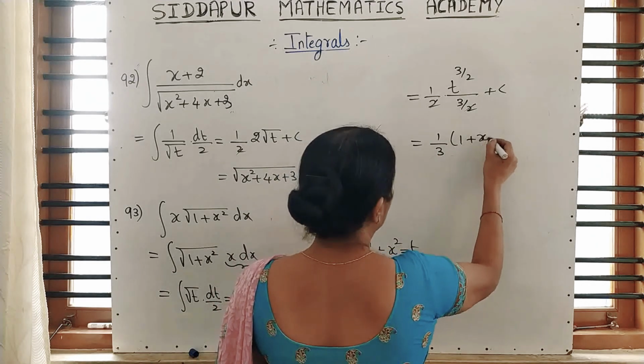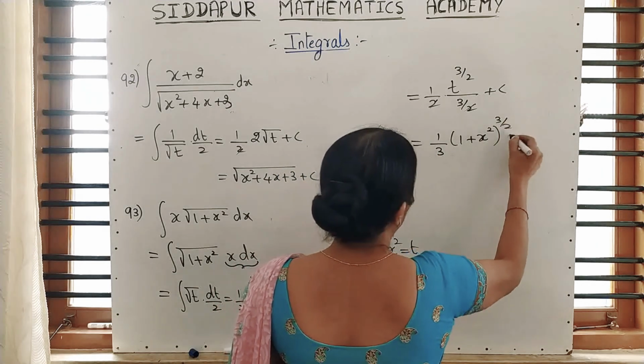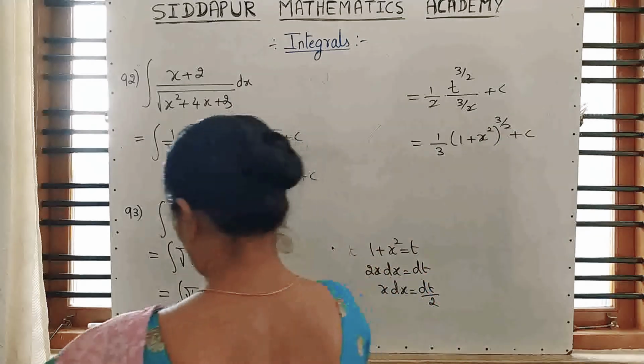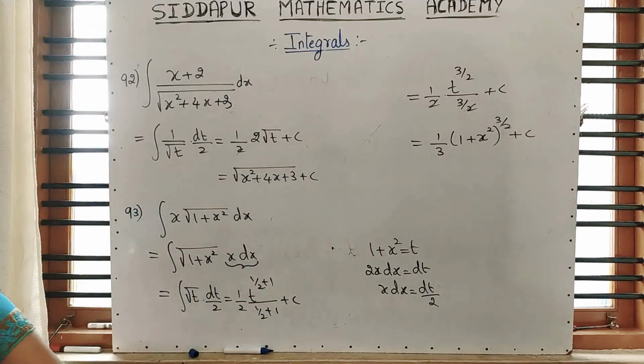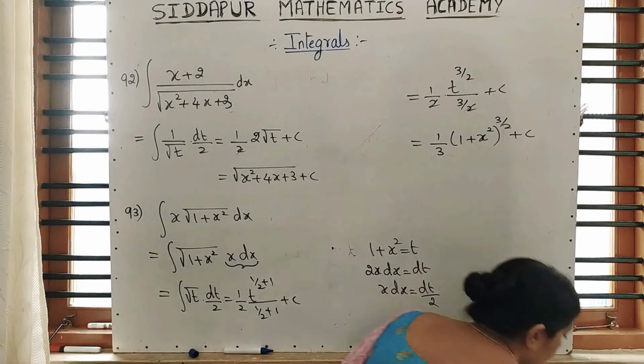Value is plus c. We will explain all the different types of examples.